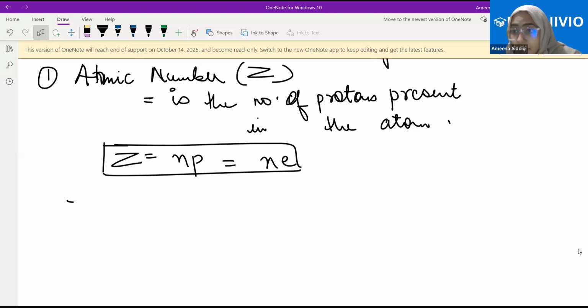Yes, ma'am. But we can be present in the compound in a fixed ratio. We can be present in the compound in a fixed ratio. Clear? Clear till here, everyone? So you can write it.